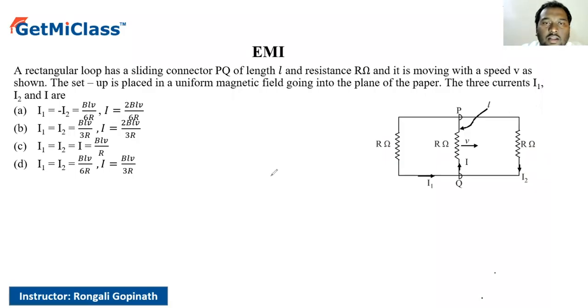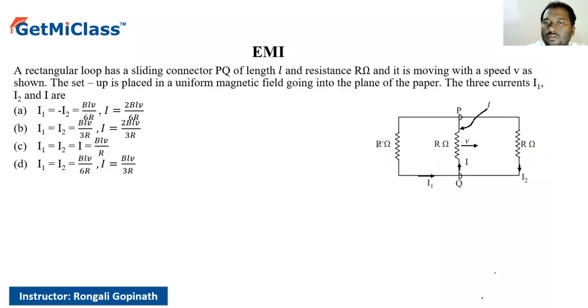A rectangular loop has a sliding connector PQ of length L and resistance R ohms, and it is moving with a speed V as shown. The setup is placed in a uniform magnetic field going into the plane of the paper. Find the three currents I1, I2, and IR.